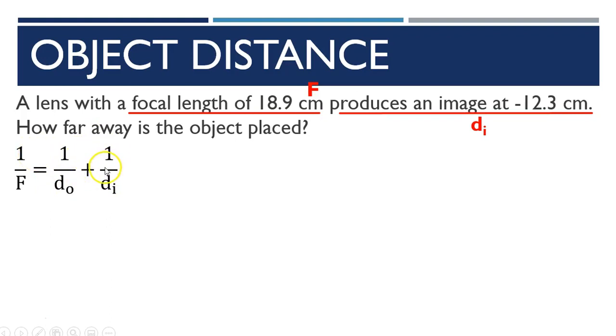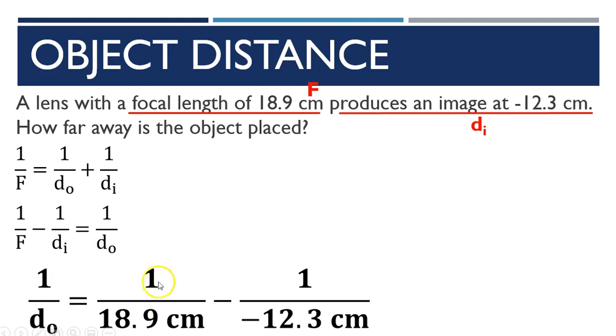Well, it's added here, so if I subtract it from both sides and do 1 over f minus 1 over di, that's going to be equal to 1 over do. So again, I'm going to plug in what I know. 1 over 18.9 centimeters, that's my focal length, that's my 1 over f, minus, that's important, 1 over negative 12.3.